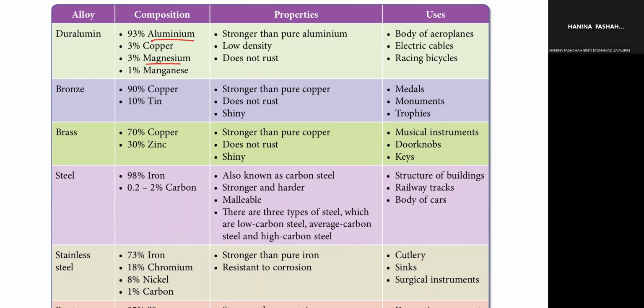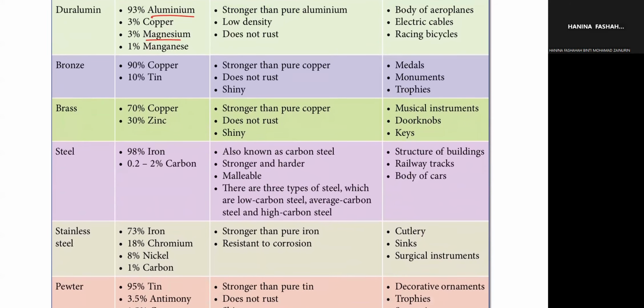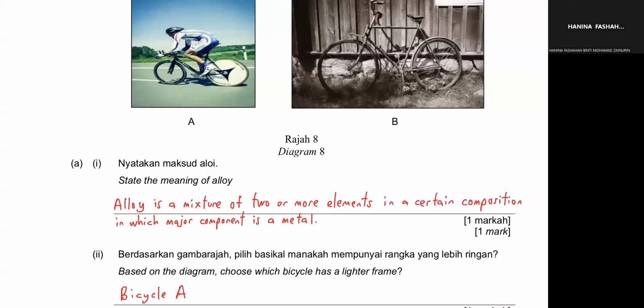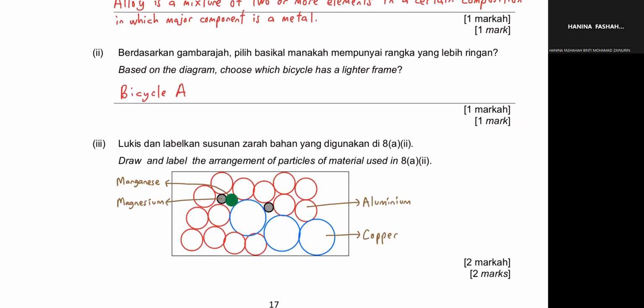This is a part where you have to know duralumin. These six are the derivative alloys. Then how to draw the structure? Since you recognize it, the main component is aluminium. So you have to draw the most for aluminium. Then copper, maybe you draw a few. Then magnesium and manganese, they contain very, very little.